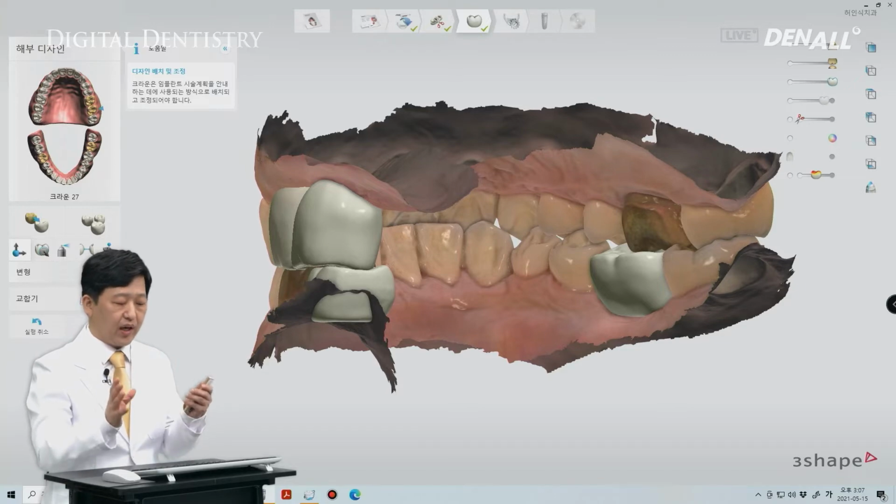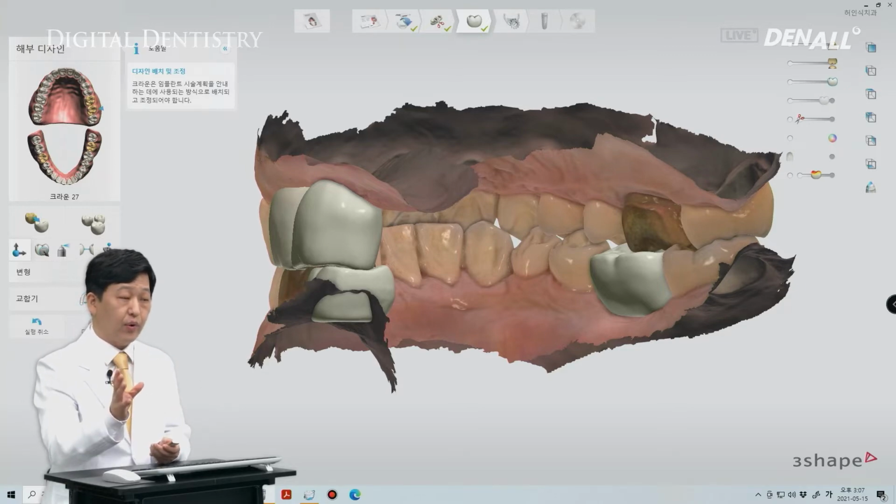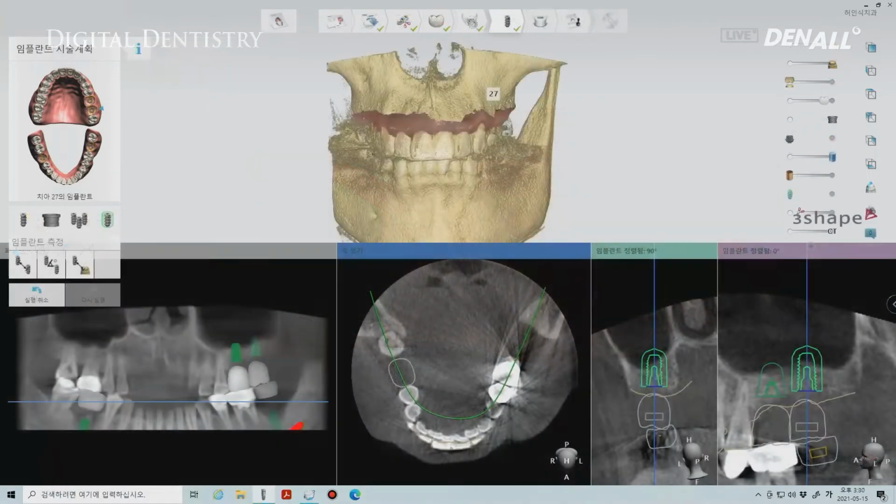As shown, you place the crown similar to that of the final crown, and then determine the implant placement position. If you make a guide like this, you'll be able to design the implant crown without major obstacles.